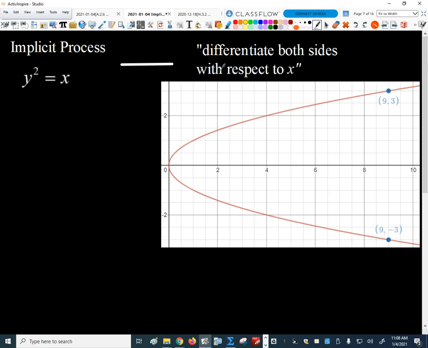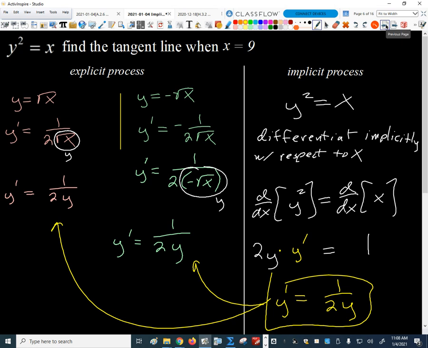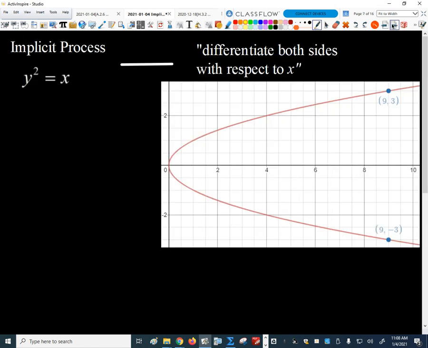So, I mean, we just did this, right? The implicit process. If we wanted to, we already did all the work. Let's just show how this works. So y prime equals 1 over 2y, right? We took the derivative implicitly, and we got y prime equals 1 over 2y. What if we wanted to solve our original equation and find the tangent lines?